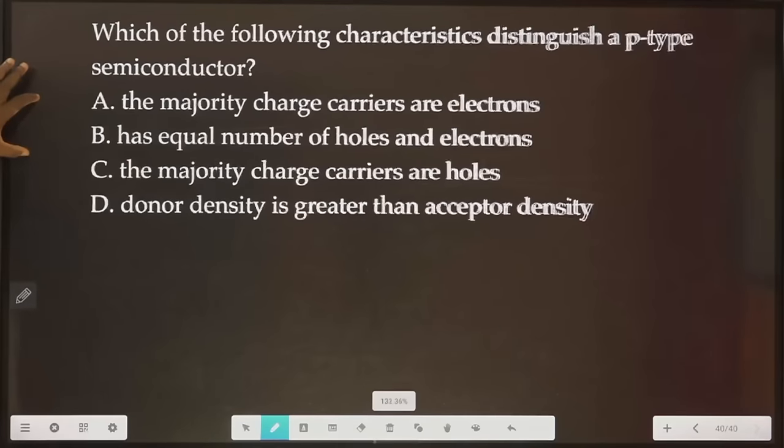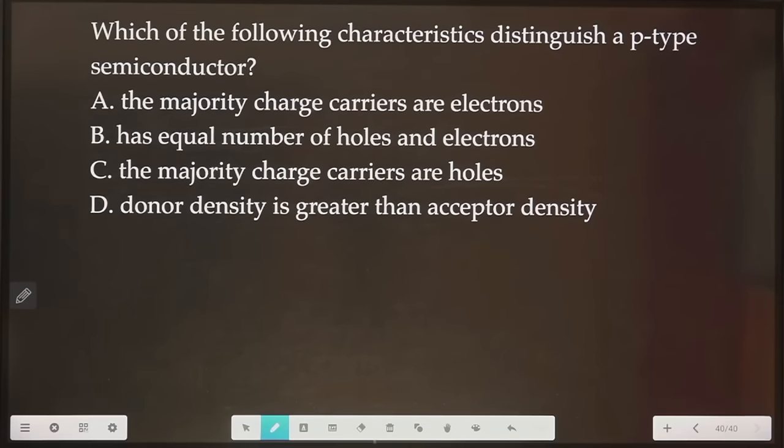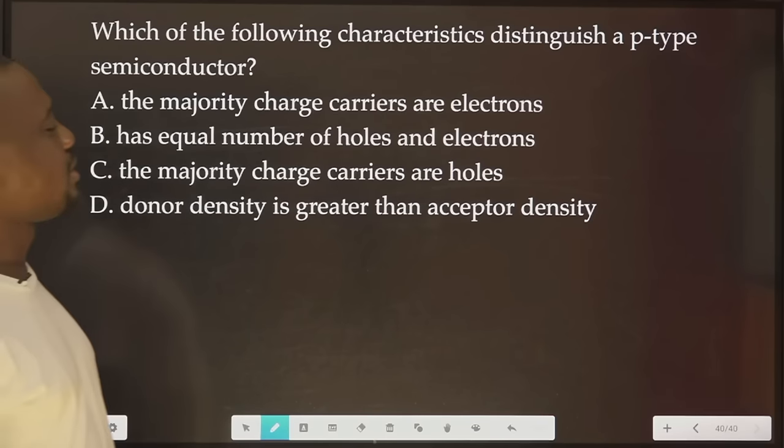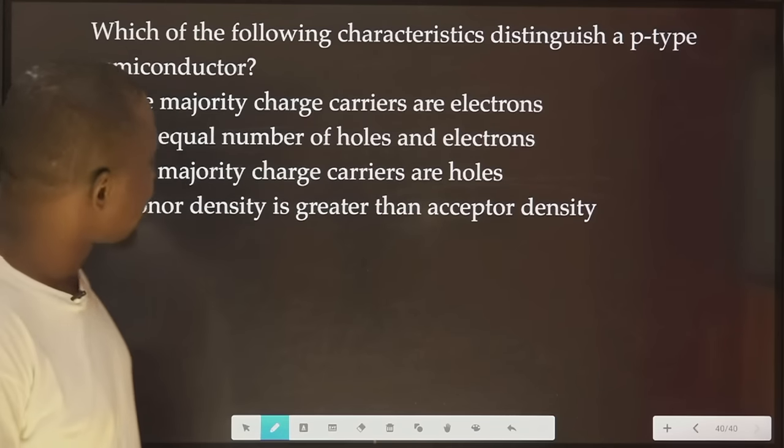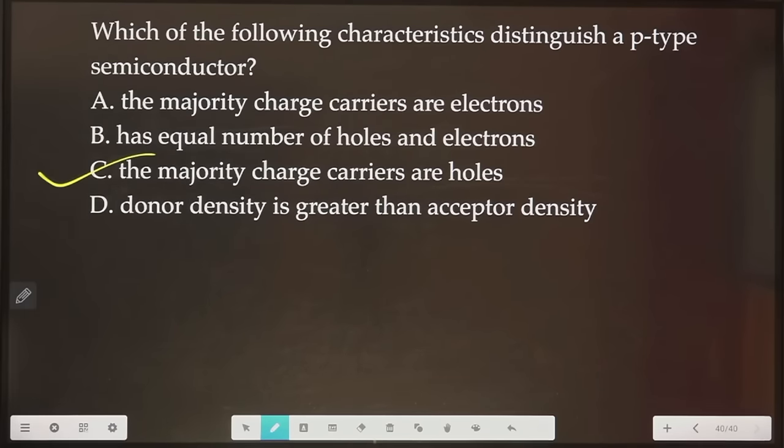Let's look at this. It says, which of the following characteristics distinguish a p-type semiconductor? A, the majority charge carriers are electrons. B, has an equal number of holes and electrons. C, the majority charge carriers are holes. D, donor density is greater than acceptor density. Actually, C is the answer.